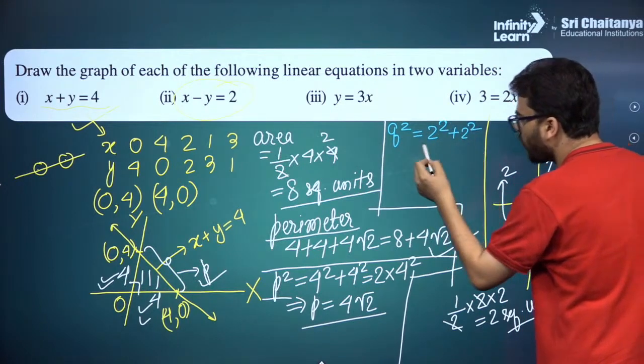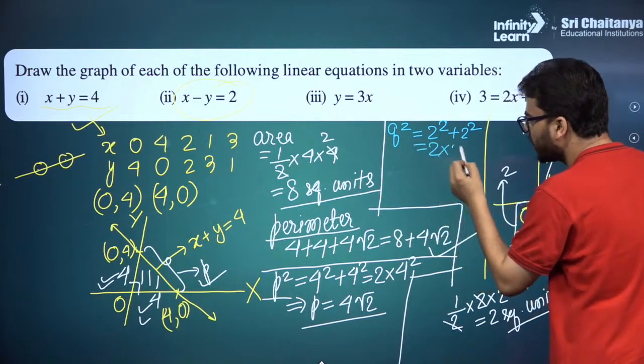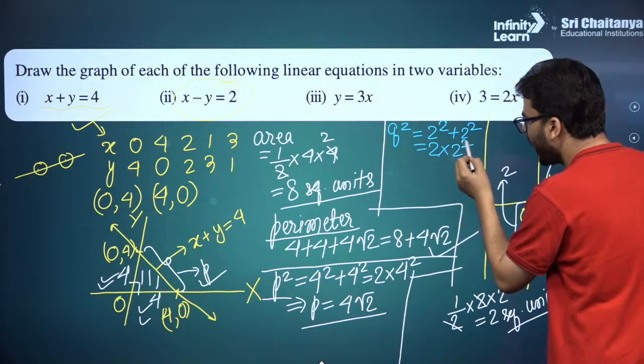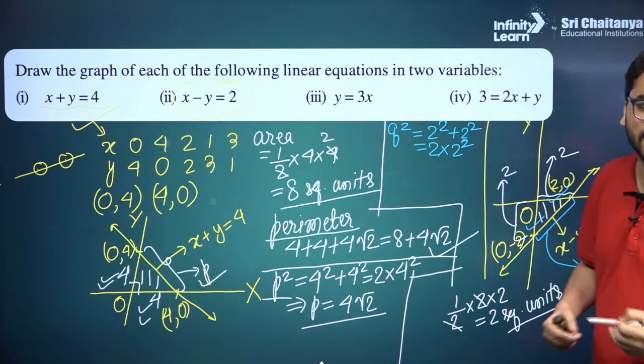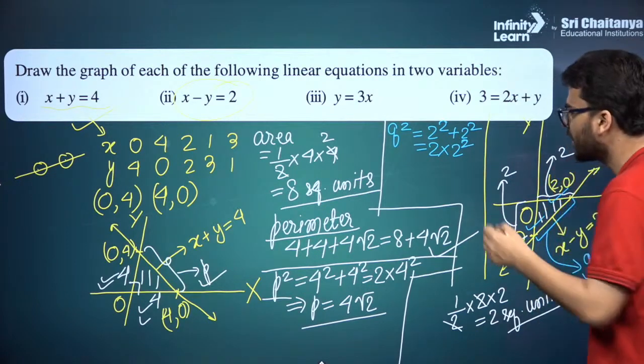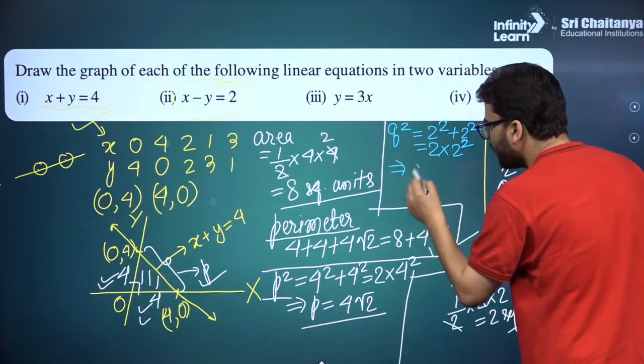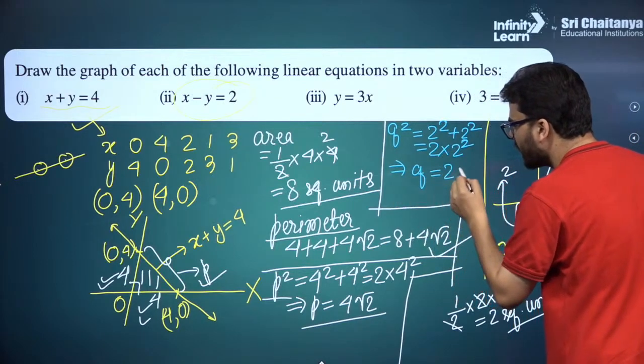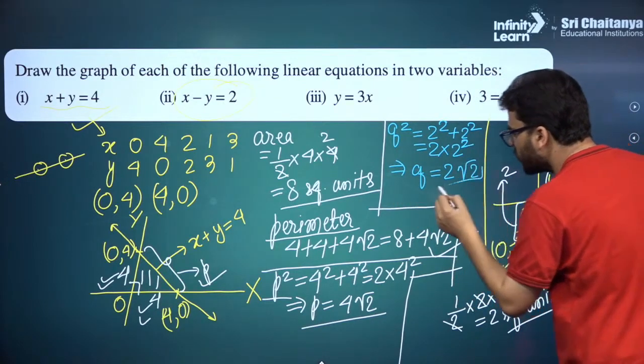So you see this is a quadratic equation, okay? So you'll get 2 values of q, but you'll neglect the negative value because distance can never be negative. Which part is not clear, Arnab? So q over here will be 2 root 2 units, correct? So q over here is 2 root 2 units.